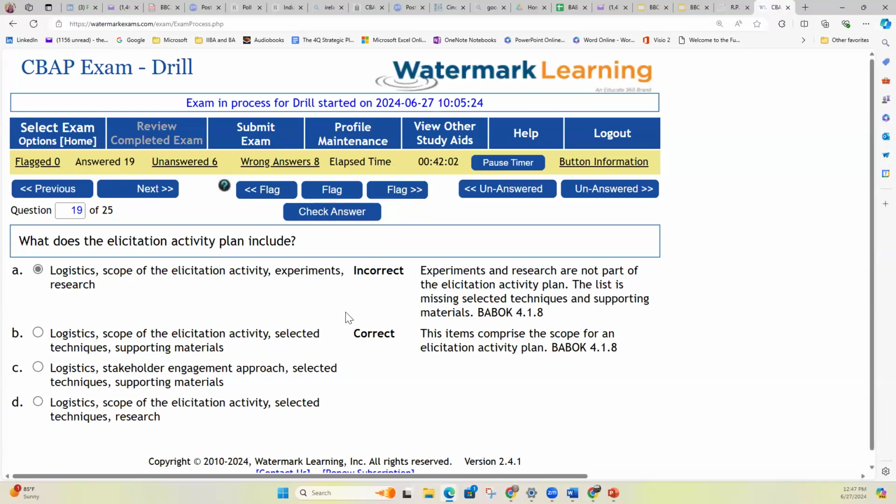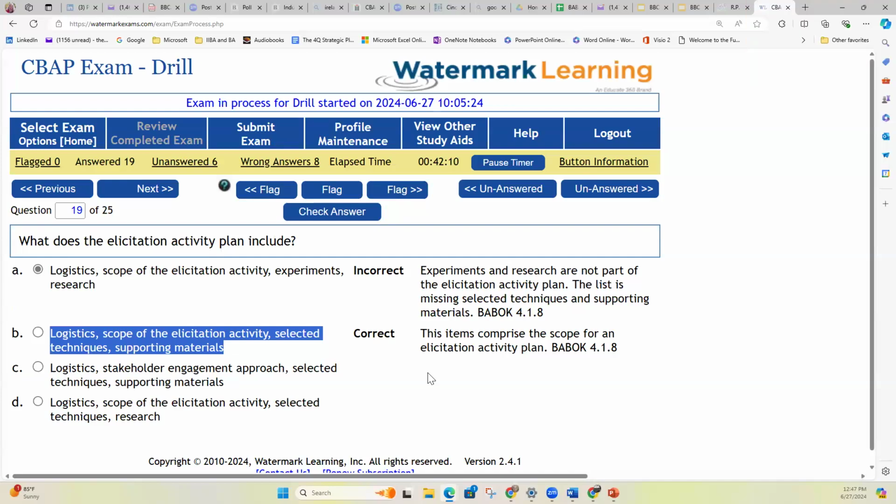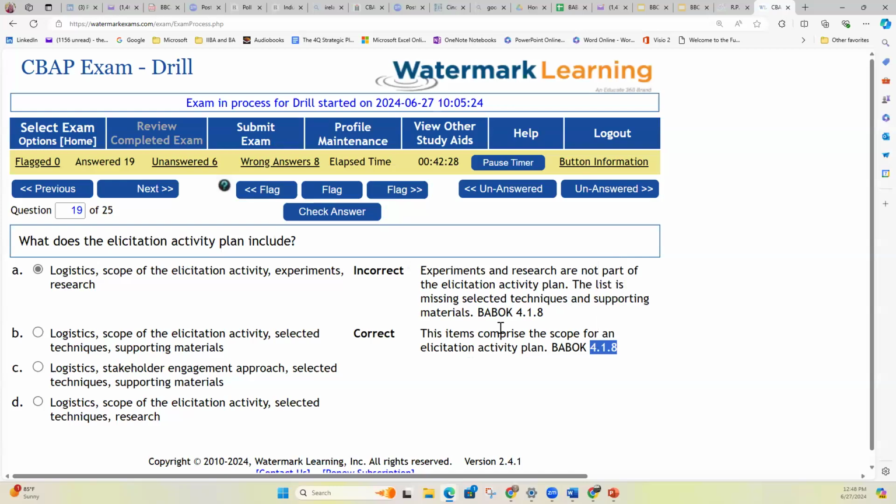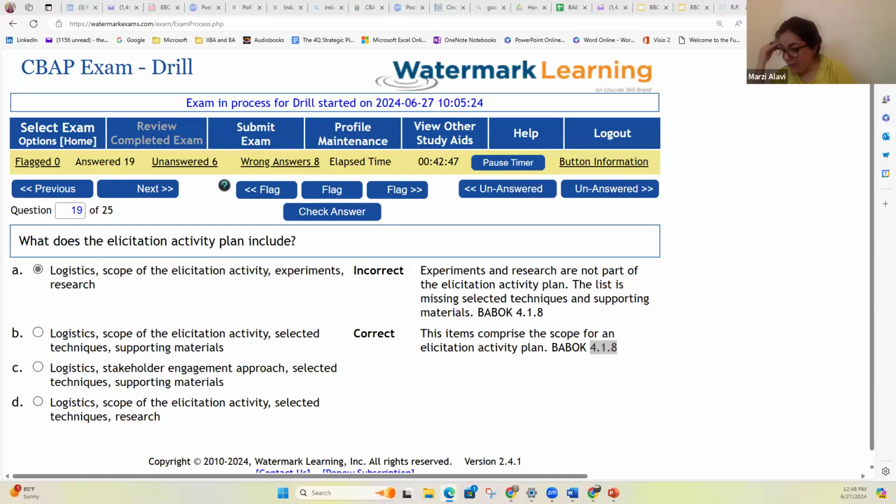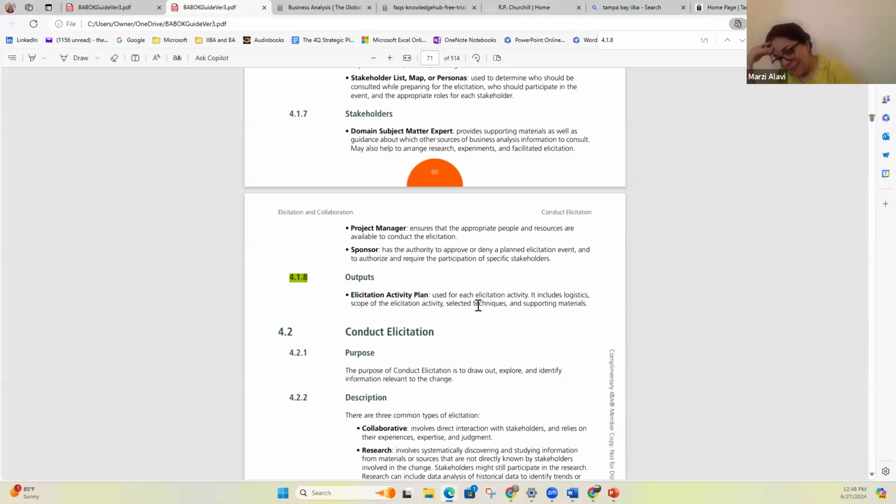Okay, I remember two A's. Let's check it. Oh, come on. Why are these the items that are listed? Say it again, Frank. I would have actually gone with C, because if you're conducting an elicitation, you need to include the stakeholders as well, don't you? But we defined the engagement approach before, no? Before even planning elicitation, in the previous chapter, I think. So that's why B sounds good. Let's look at it in here, 4.1.8. No, it's definitely it is logistics, scope, selected technique, and supporting materials. Here we go.